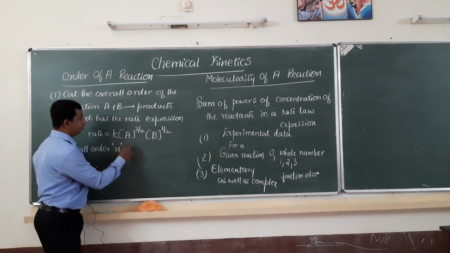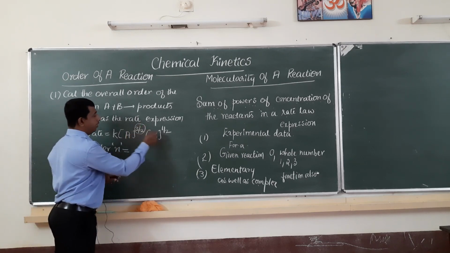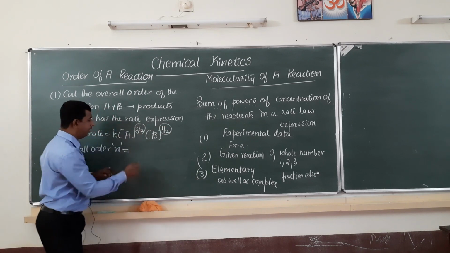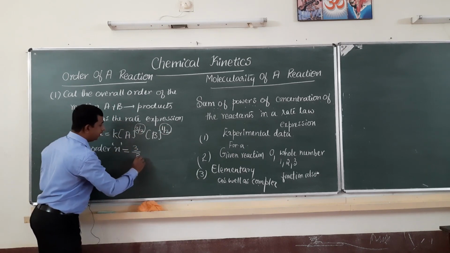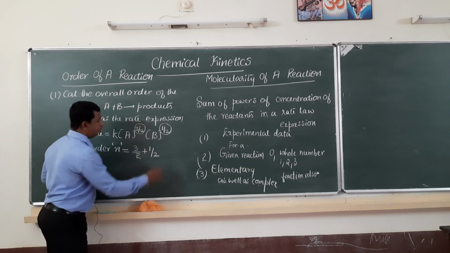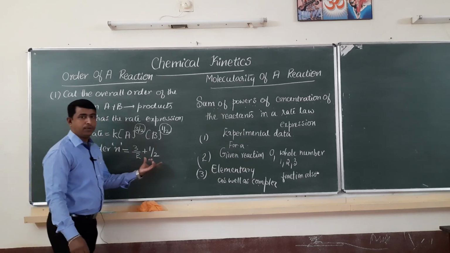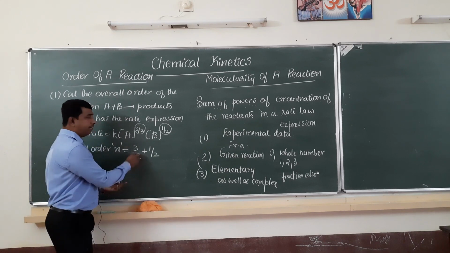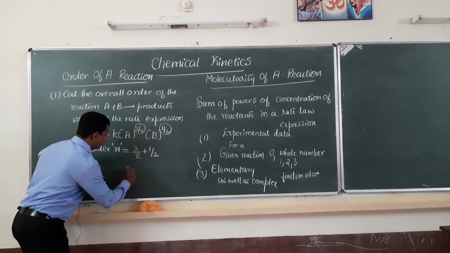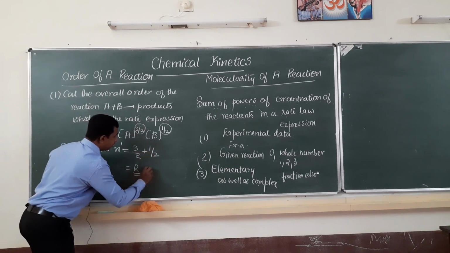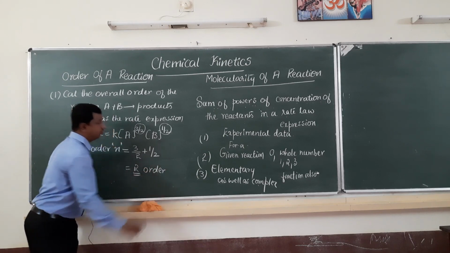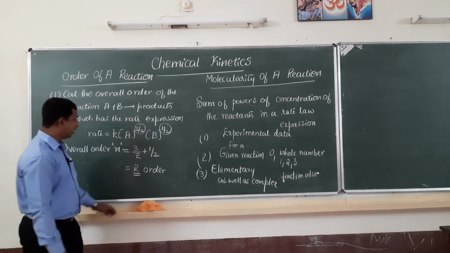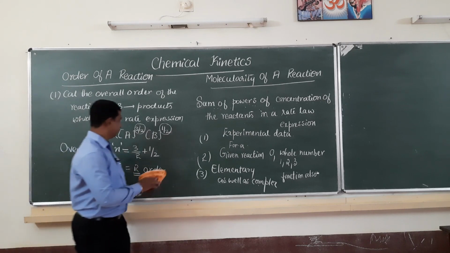So it is equal to, here you can see 3 by 2, and here 1 by 2. So it is 3 by 2 plus 1 by 2. The sum of the powers gives the order. So 3 by 2 plus 1 by 2 is equal to 2. So it is a second order reaction.